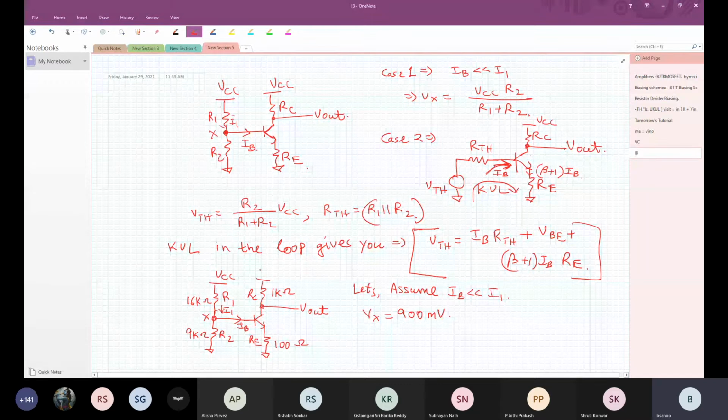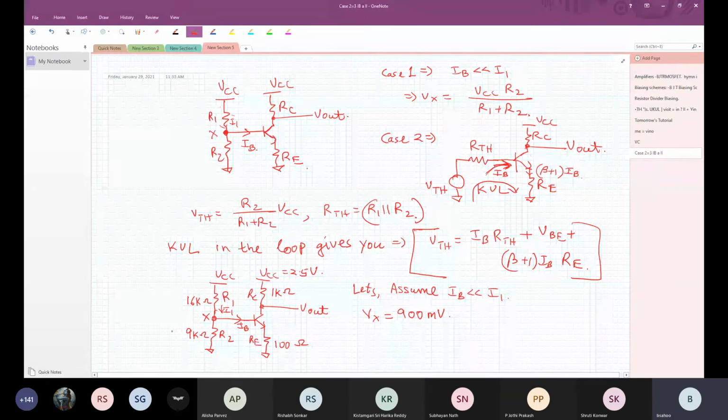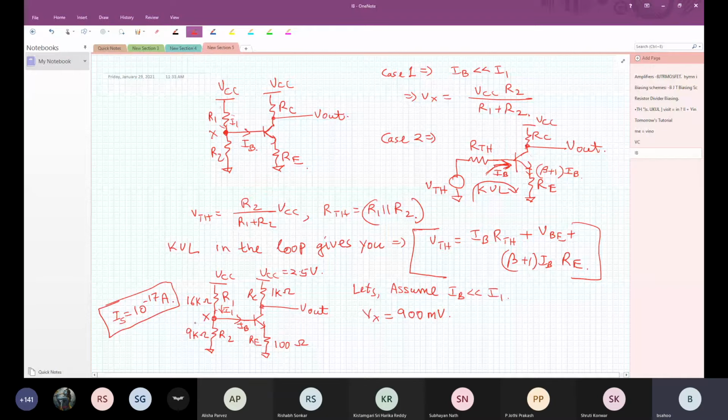VCC equal to 2.5 volts. Keep in mind we are keeping the same IS that Shubhadeep started with. IS equal to 10 to the power minus 17 amperes. Okay, so he did this. So what do you get here? Vx equal to 900 millivolts.